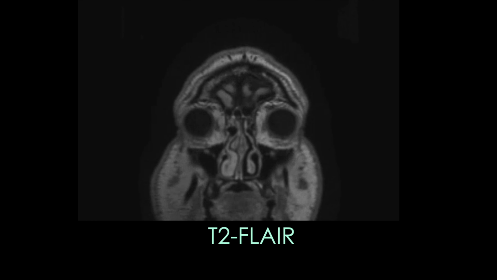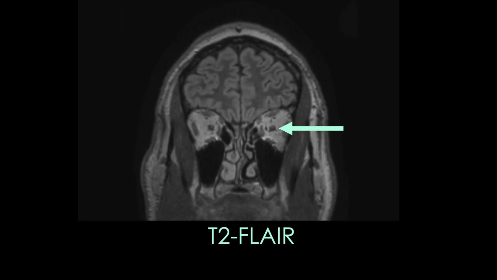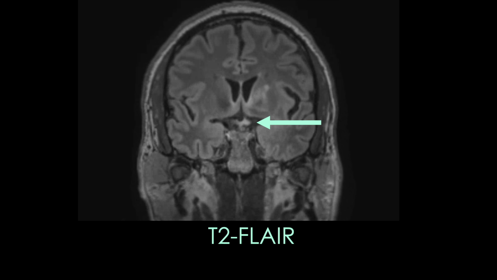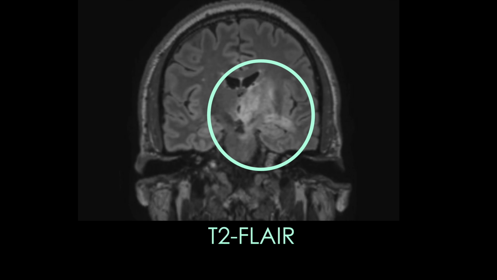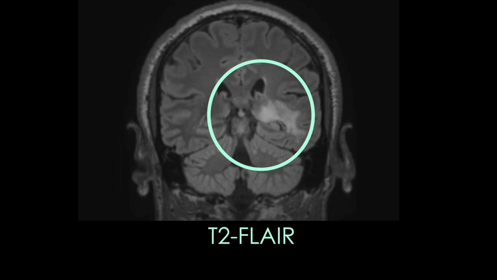On this coronal view of the FLAIR sequence, moving from front to back, we can again follow the optic nerve and better see the increased T2 signal within the post-chiasmatic fibers on the left, as well as the previously mentioned increased signal centered within the deep brain structures and brainstem.